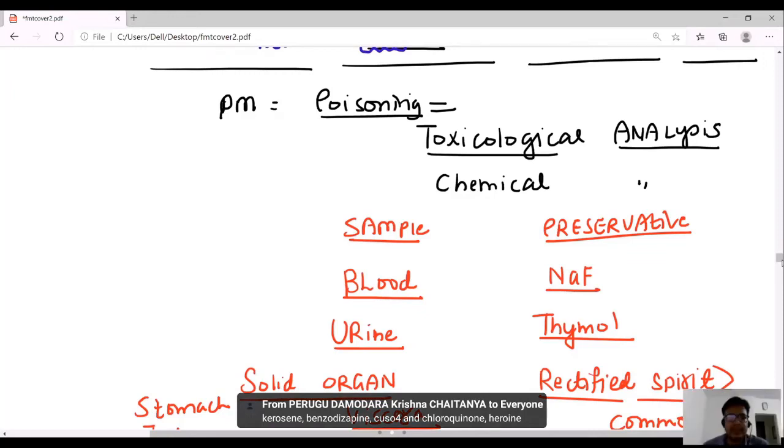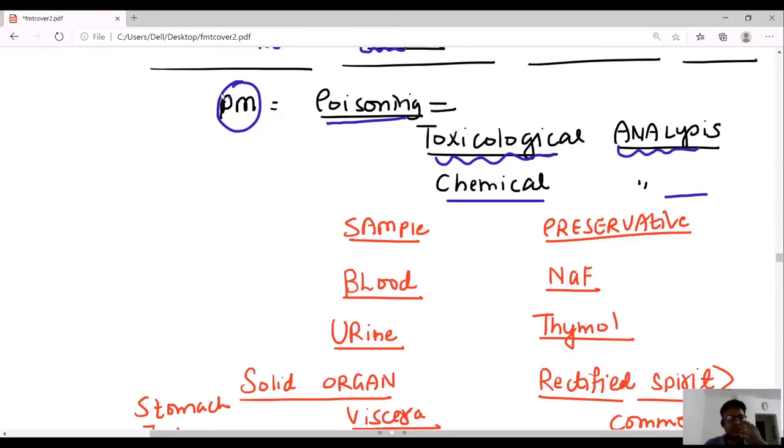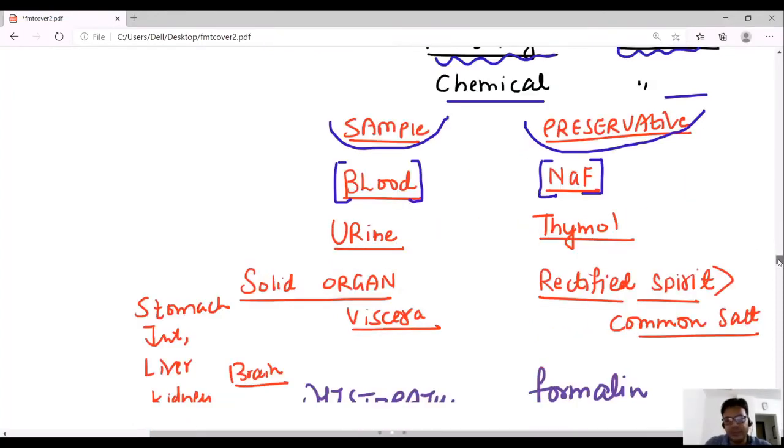If we are conducting postmortem of poisoning cases, we go for toxicological analysis or chemical analysis. Now, what do we use as a sample and what are the preservatives used for toxicological analysis? If we are using blood sample, preservative is sodium fluoride.